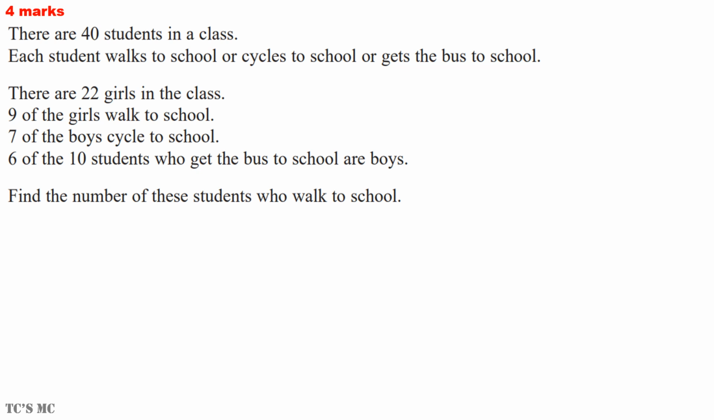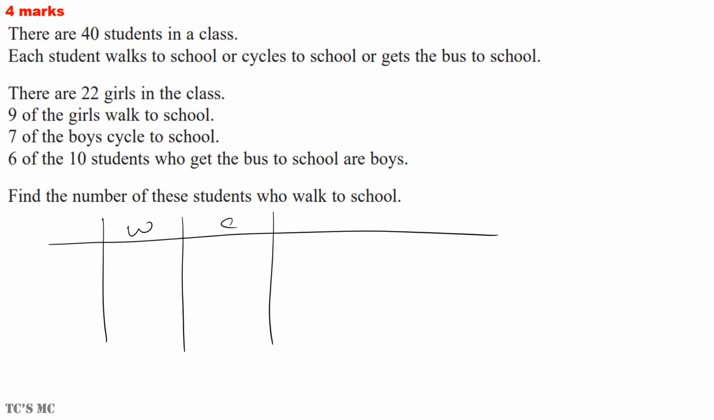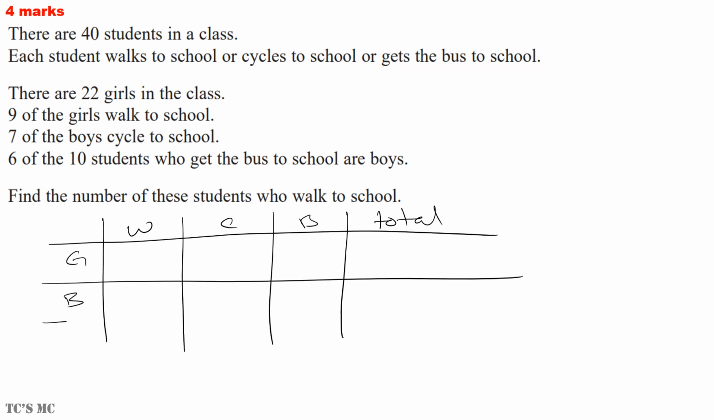In this question, we're given 2 types of information: the way they travel to school and whether they are a boy or a girl. So we're going to draw a 2-way table when we're given 2 types of information. So walks, cycles, bus, and total. And then over here, I've got whether they are a girl, boy, and a total. So use all the information like a checklist to fill in the table.